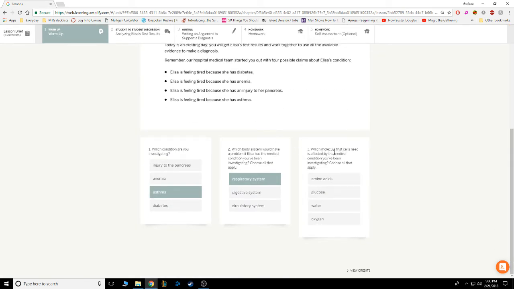Which molecule that cells need is affected by the medical condition you've been investigating? Choose all that apply. In the case of asthma, this is pretty simple. It affects our lungs, and our lungs are designed to take in one particular molecule. I almost said it there. One particular molecule called oxygen. Our lungs don't take in water because we would drown. They don't take in glucose or amino acids because those are foods. We would basically choke or, in the worst case scenario, cough them back up. So in this case, it's oxygen.